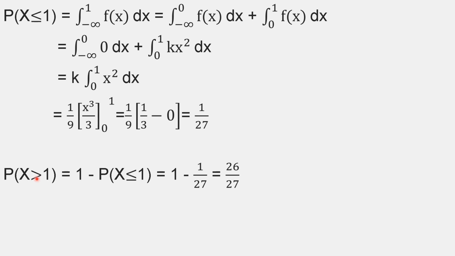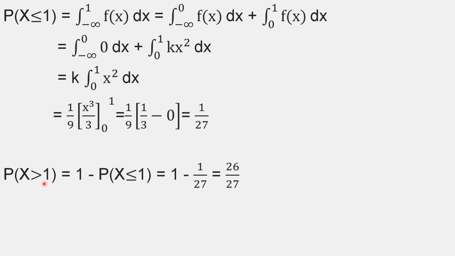Probability that x is greater than 1. The probability of an event A is the same as 1 minus the probability of the event A bar, the complement of A. So the probability of x greater than 1 is the same as 1 minus the probability of the complement of x greater than 1. The complement of x greater than 1 means x not greater than 1, meaning x less than or equal to 1. So the probability that x is greater than 1 will be 1 minus the probability that x is less than or equal to 1.